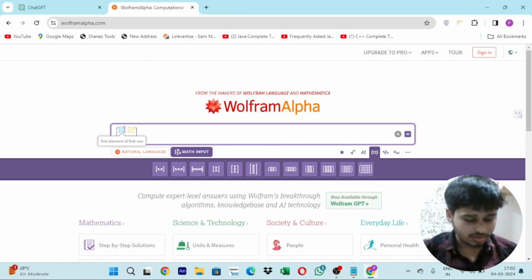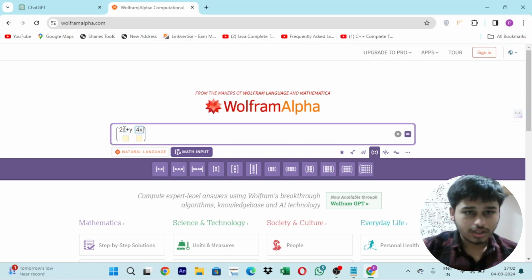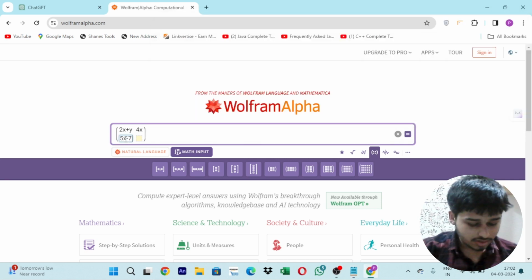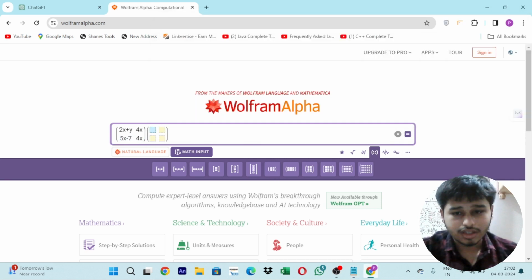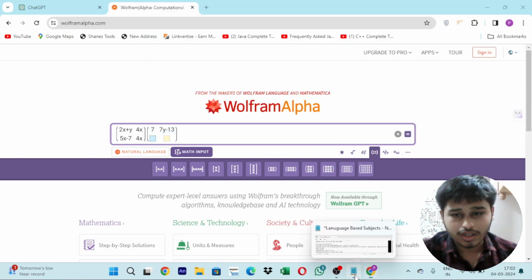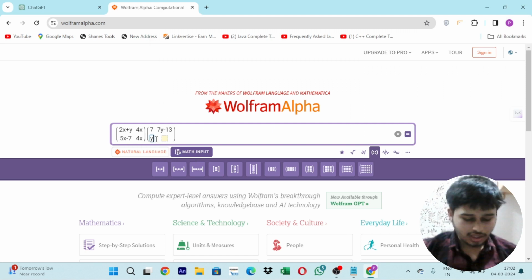2x plus y, 4x, 2x plus y, 4x, and here we have 5x minus 7, 4x. Okay, we have 5x minus 7, 4x. Okay, and we'll click over here on the 2 cross 2 matrix, and we will see the equation 7, 7y minus 13. We'll click on tab, we'll come to the notepad, y, x plus 6. Okay, we'll click over here on y and here x plus 6.